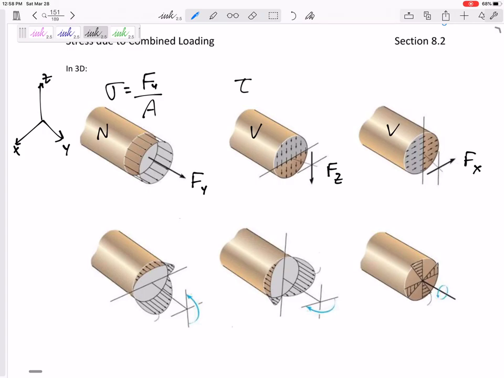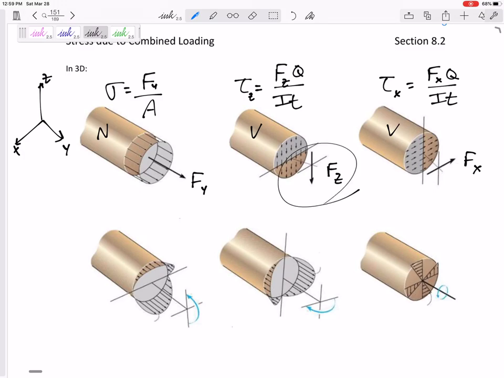The other two forces are shear forces, and those have stresses of VQ over IT. This would be VQ over IT. All right, but this would be, I'll say it's in the Z direction. This would be in the X. We should even say it's in the negative X direction. It's in whatever direction that shear force is in. That's the direction of the shear stress. Did you get that? Whatever direction the internal shear force is in, that's the direction that the shear stress is in.